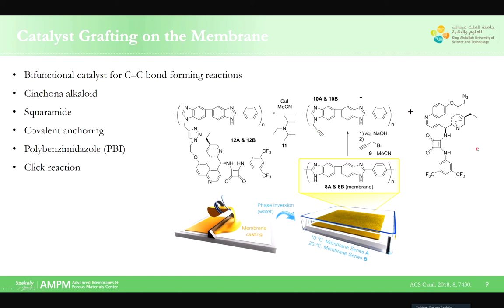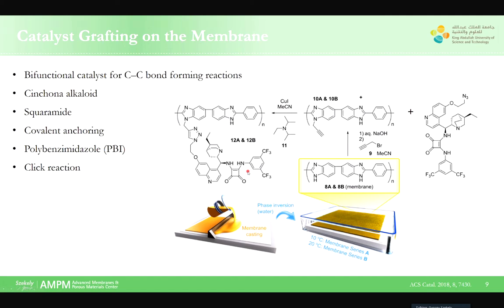And in this case, we took this cinchona alkaloid and modified it so it contains an azide group here. Okay, and this azide group can react with your propargyl group, resulting in this triazole-linked organocatalytic membrane. So we did basically covalent anchoring of the catalyst, the organocatalyst, onto the membrane surface.